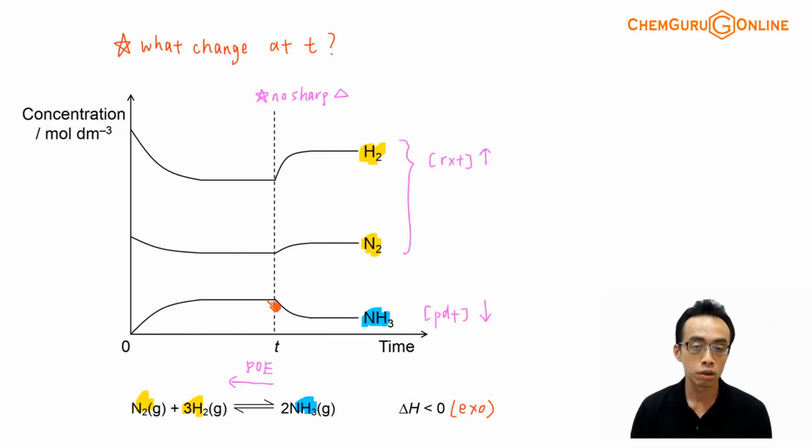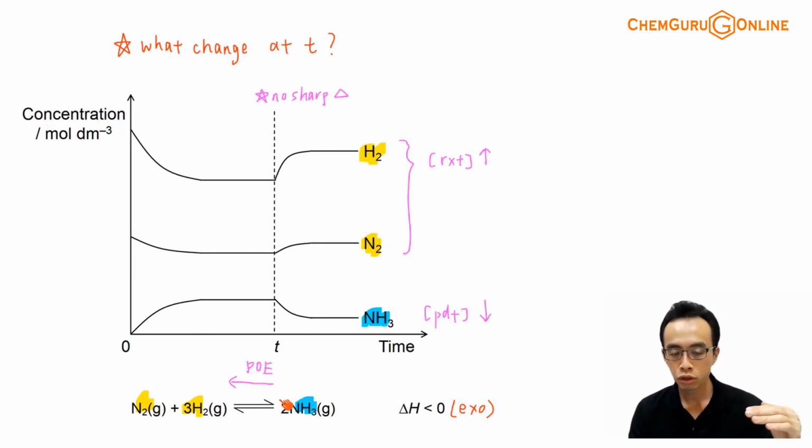Does the position of equilibrium shift towards the left-hand side or right-hand side? We do this by considering what will happen to the concentration of the reactant and the concentration of the product. The concentration of your reactants, H2 and N2, increases, so I will have more reactants forming, and the concentration of your ammonia, the product, decreases. If I'm forming more reactants and less product, it means the position of equilibrium is shifting towards the left-hand side.